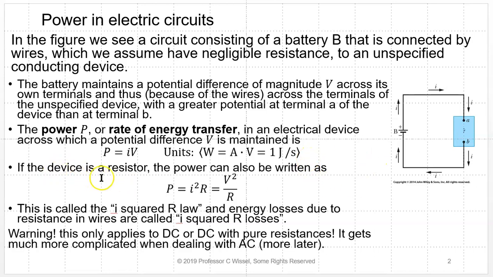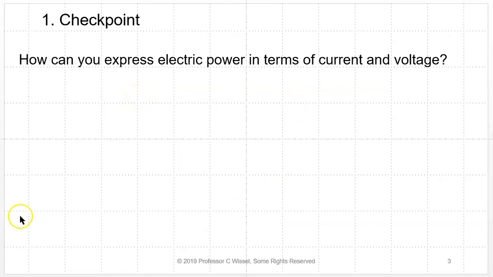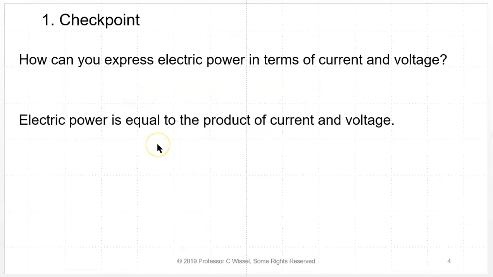If the device is a resistor, the power can also be written as power equals I squared R, or V squared over R. This is called the I squared R loss, or I squared R law, and energy losses due to resistance in wires are called I squared R losses. Warning, this only applies to DC with pure resistances. It gets much more complicated when we deal with AC, which we'll talk about later. How can you express electric power in terms of current and voltage? Electric power is equal to the product of current and voltage, so P equals IV.